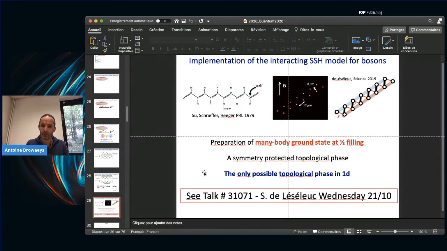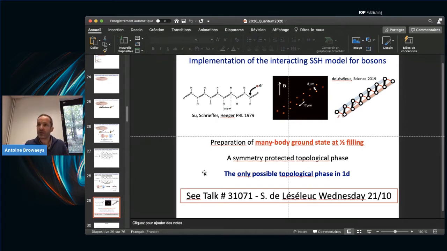And we've even been able to access the interacting regime to prepare what is called a symmetry-protected topological phase. And I will not give you any details about that. I will encourage you to listen to the talk of Sylvain Delesluc, who was the PhD student who did this experiment in our group like a year ago, and he'll give you more details about that.